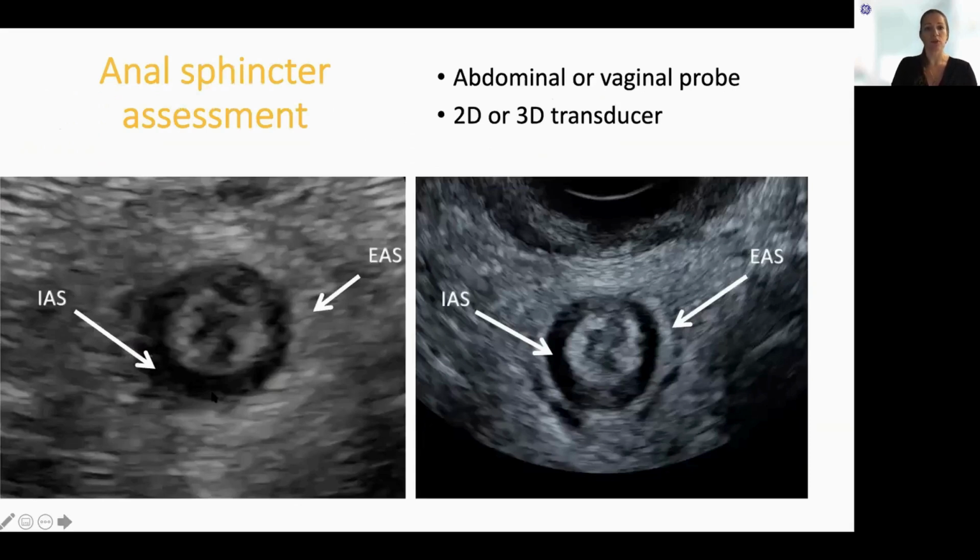Here you can see the transabdominal two-dimensional approach, where this hyperechoic or echogenic ring around is the external sphincter, and the black one or hypoechoic thing is the internal sphincter. And here we see the mucosa, rectal mucosa. And here we see the transvaginal approach with the hyperechoic external sphincter, hypoechoic internal sphincter, and mucosa. And we don't see any defects or disintegrity in these structures.